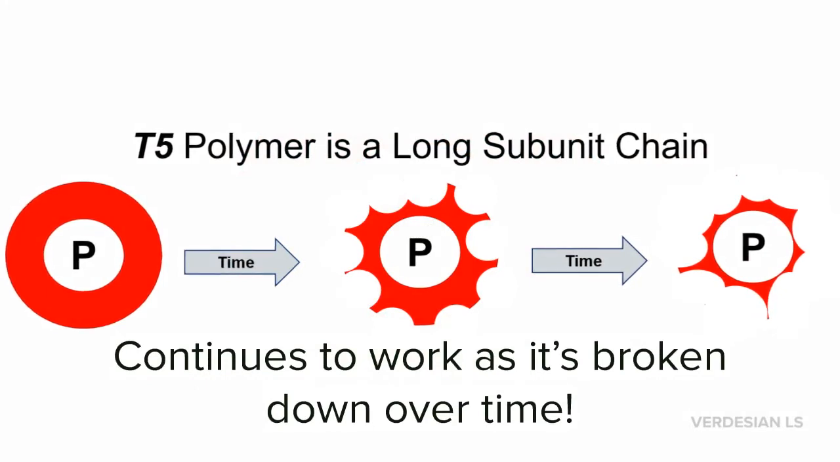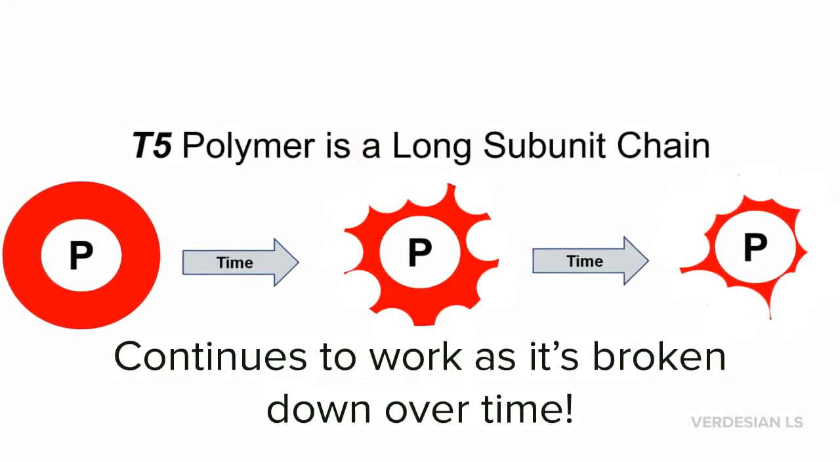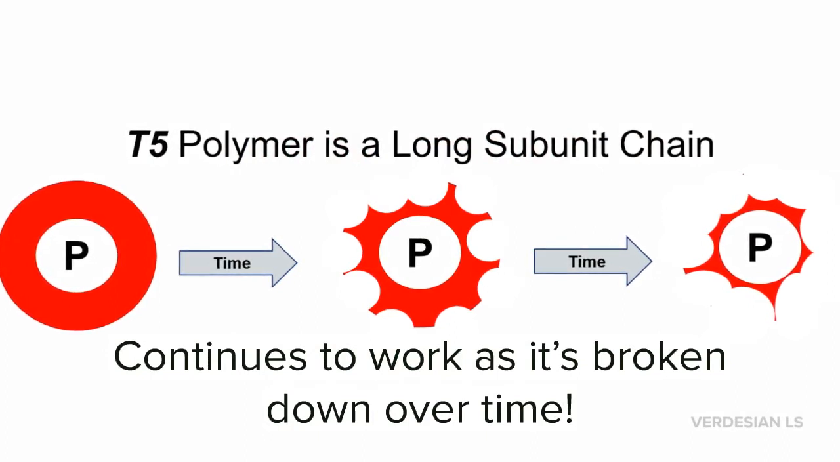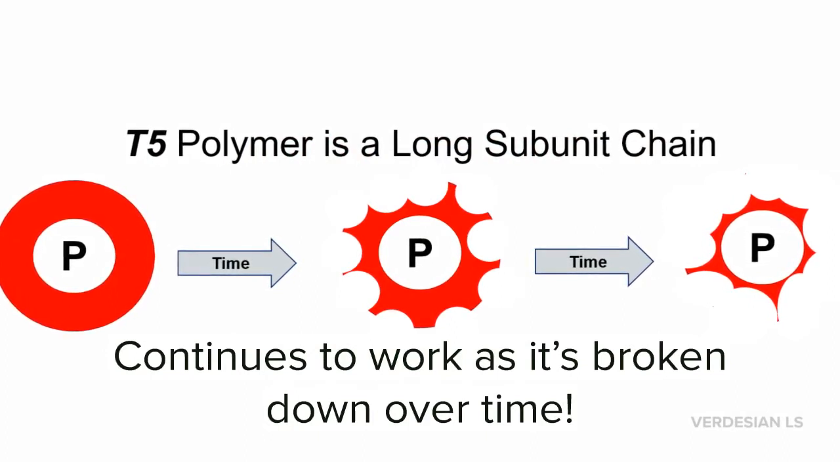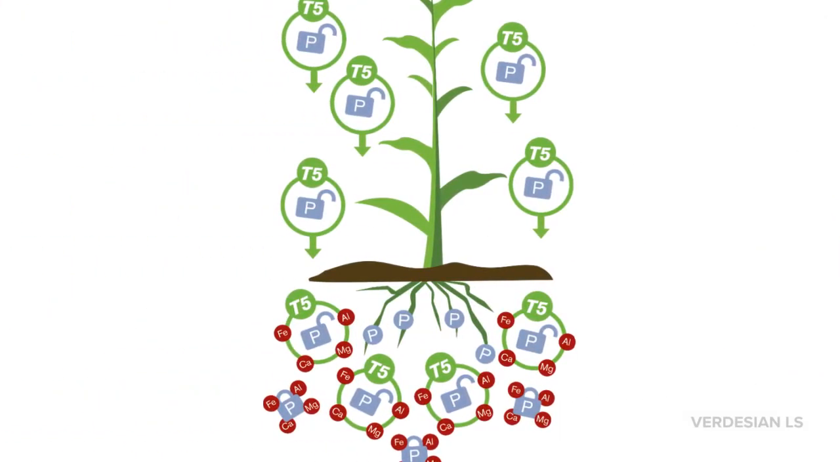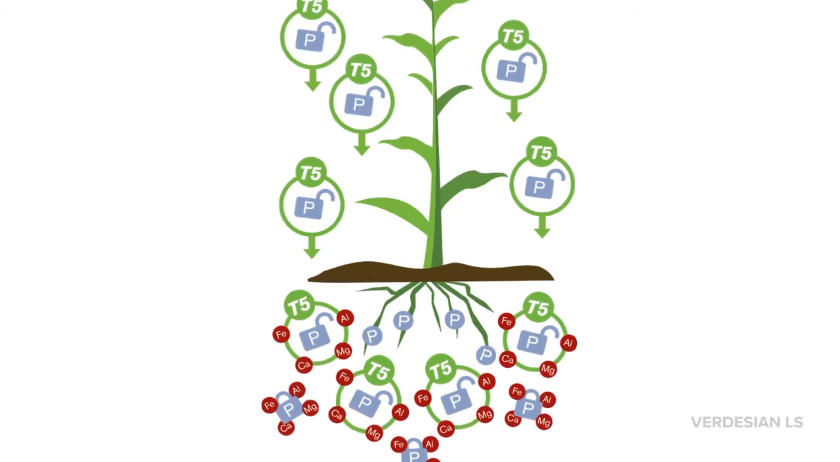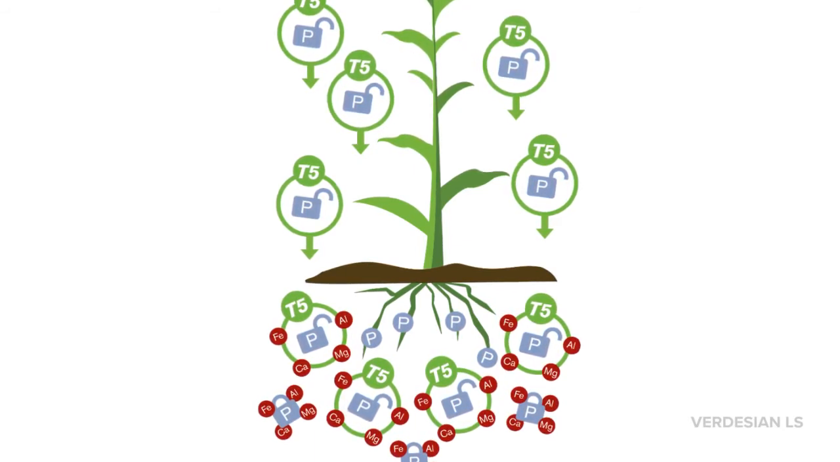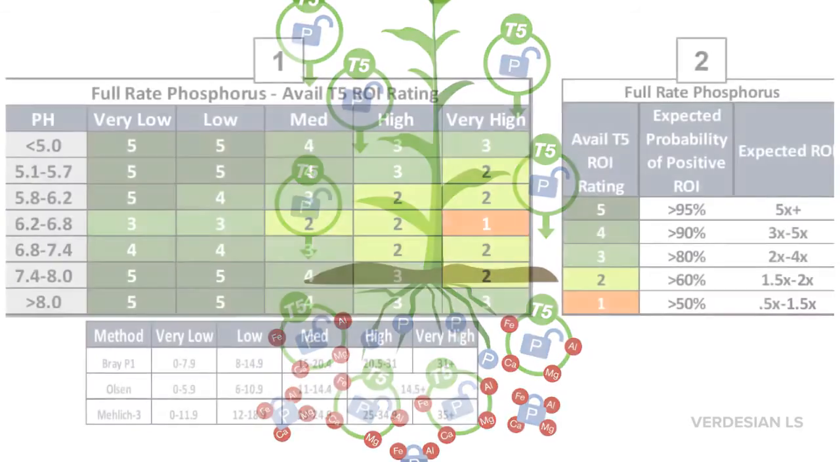Because the T5 polymer is a long subunit chain, it continues to work as it's broken down over time. This is what we need so that we can keep the phosphorus available throughout the growing season. How the T5 polymer works is that it's so negatively charged that all the cations like iron, calcium, magnesium, and aluminum will want to form a relationship and bond with it and not with the phosphorus, resulting in your phosphorus being available for uptake for when the plant needs it.